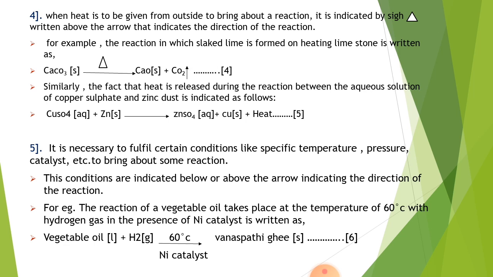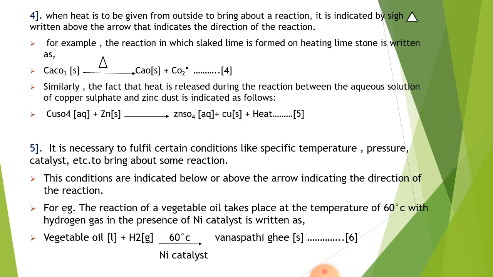Okay. So when heat is to be given from the outside to bring about a reaction, it is indicated by the sign of a small triangle, and this small triangle, indicating heat, is written above the arrow that indicates the direction of the reaction. For example, the reaction in which quicklime is formed on heating limestone is written as CaCO3, that is calcium carbonate in solid form, on heating.